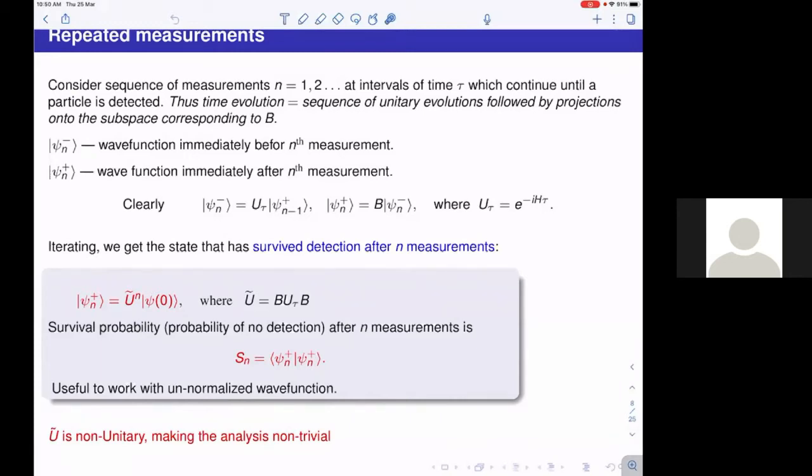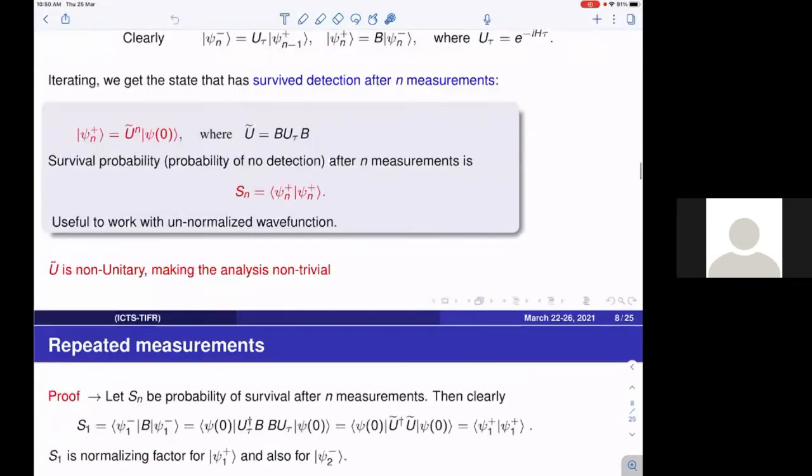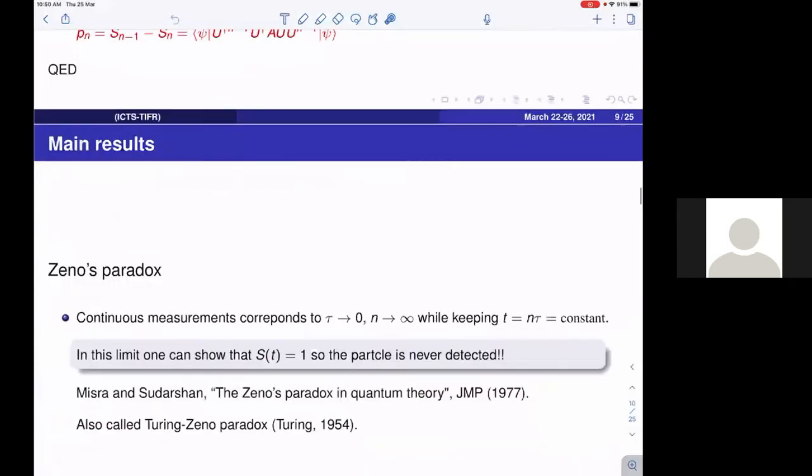Okay, so now basically we want to understand the dynamics of this operator with u tilde. It's a non-unitary operator, which makes the analysis non-trivial. Okay, so maybe I'll skip this.